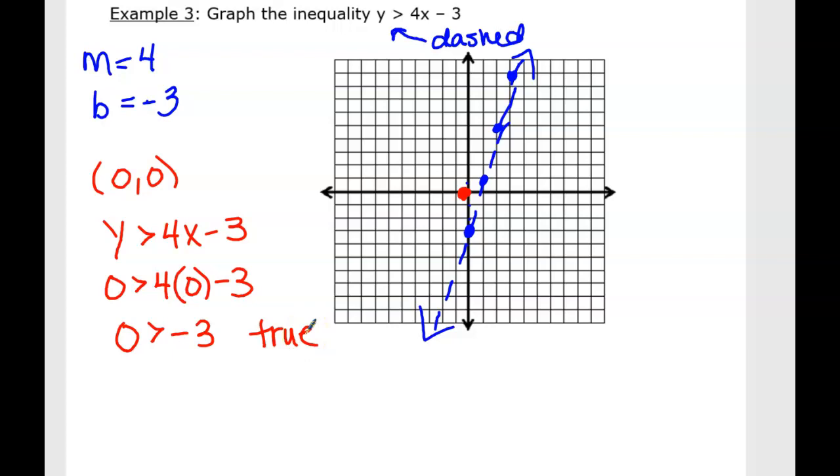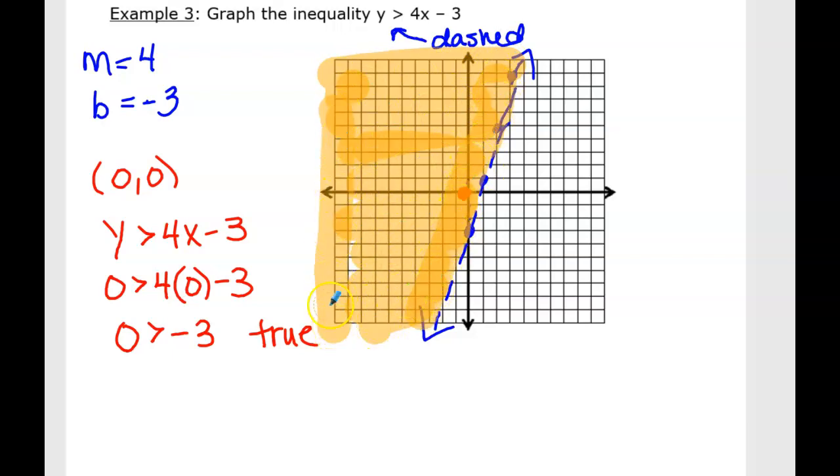So that means when I go to shade, I'm actually going to shade the part that includes the 0, 0. So I'm going to shade all of the ordered pairs in that 0, 0 region, just like that. Any ordered pair in that region that we shaded would be a true statement. That would be a solution to the inequality.